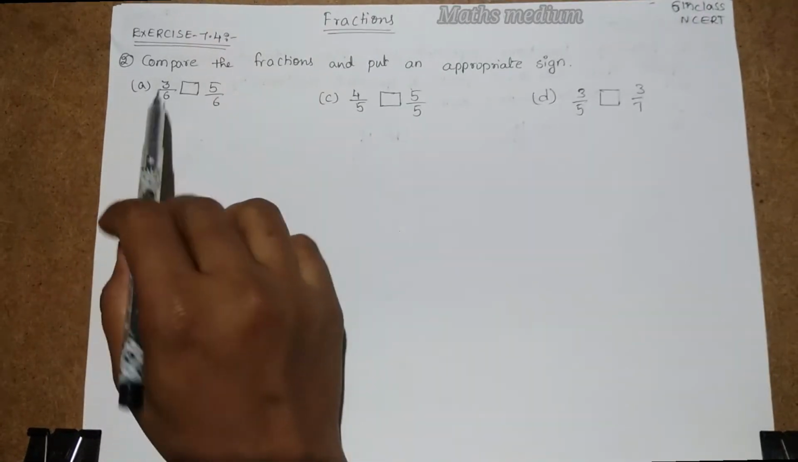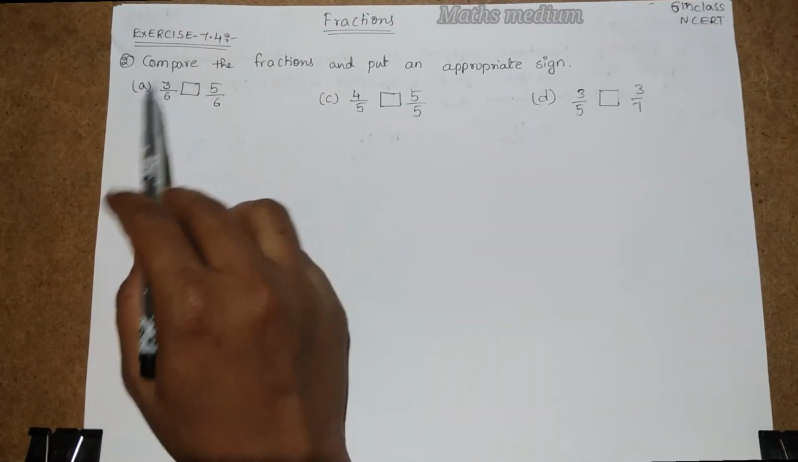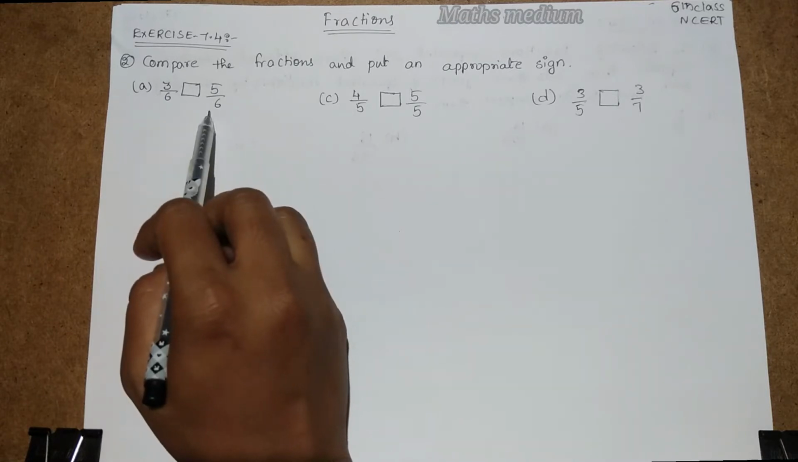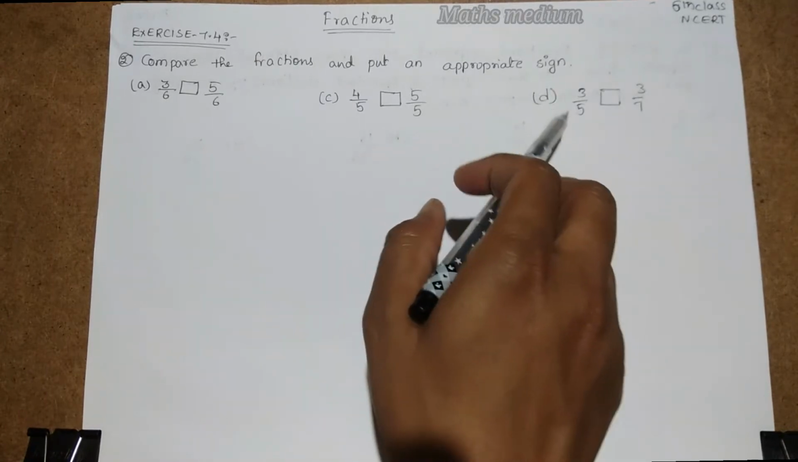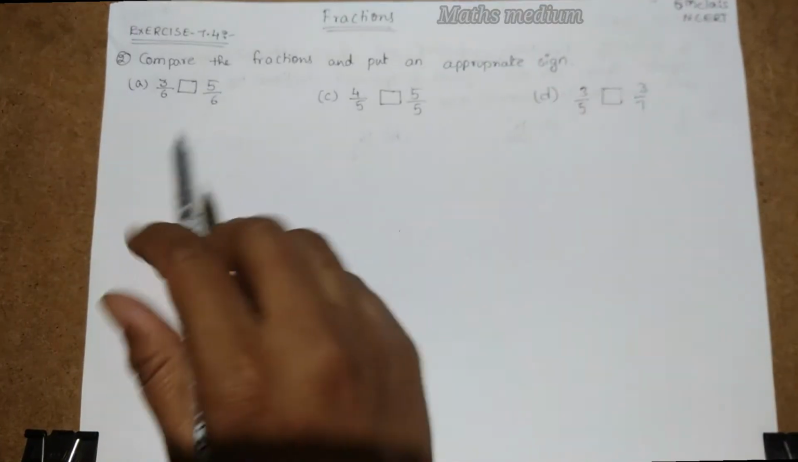Next, coming to the question: 3 by 6 and 5 by 6. So we have to compare these two with the appropriate sign. This is also 4 by 5 and 5 by 5. This is 3 by 5 and 3 by 7. So we have to write the answers.